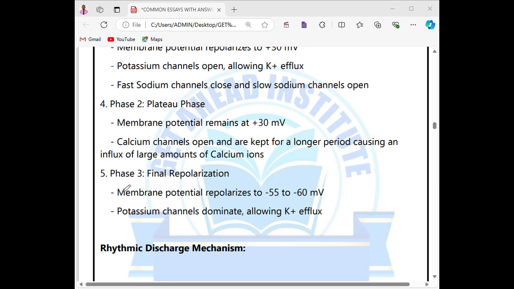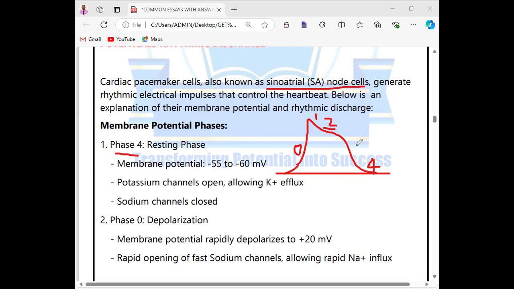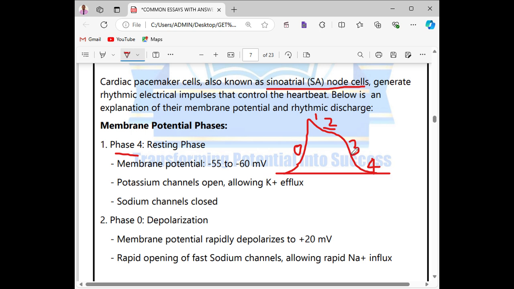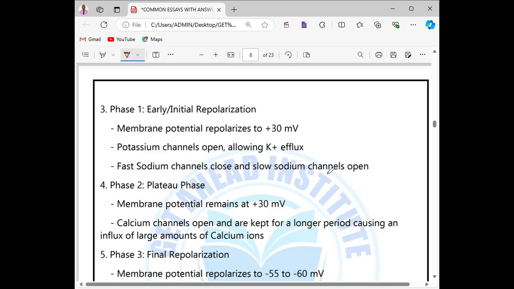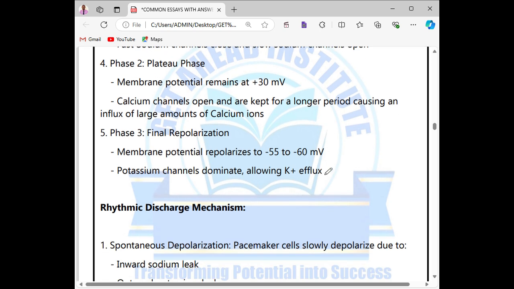Then we have phase three. Phase three has to do with the final repolarization. Here the membrane potential will repolarize back to the initial level, which is negative 55 to negative 60 millivolts. The potassium channels here will dominate, allowing the efflux of potassium ions.